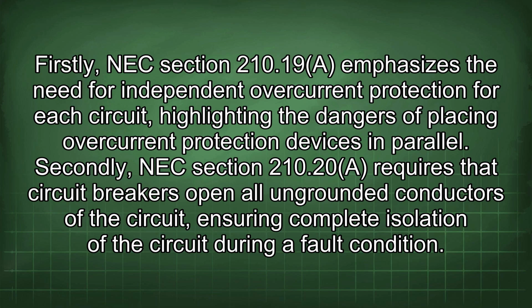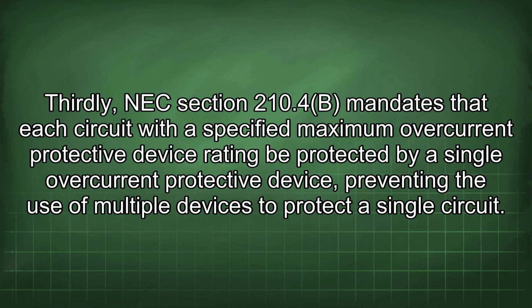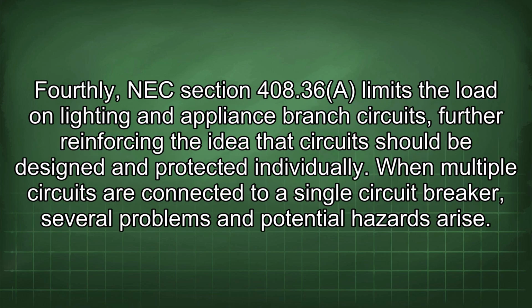Secondly, NEC Section 210.20 requires that circuit breakers open all ungrounded conductors of the circuit, ensuring complete isolation of the circuit during a fault condition. Thirdly, NEC Section 210.4(B) mandates that each circuit with a specified maximum overcurrent protective device rating be protected by a single overcurrent protective device, preventing the use of multiple devices to protect a single circuit. Fourthly, NEC Section 408.36 limits the load on lighting and appliance branch circuits, further reinforcing the idea that circuits should be designed and protected individually.